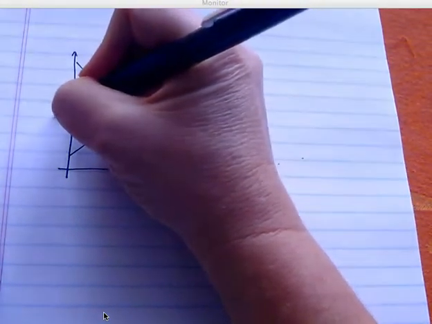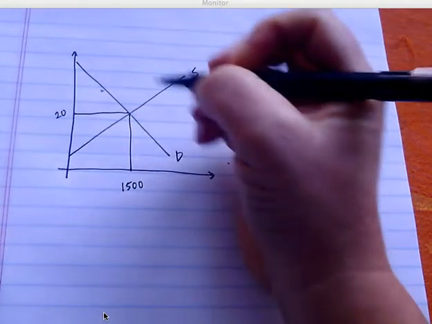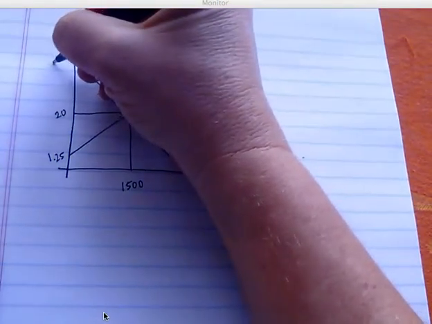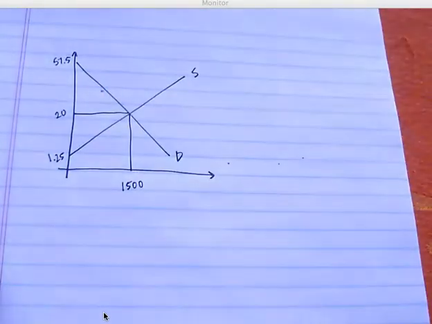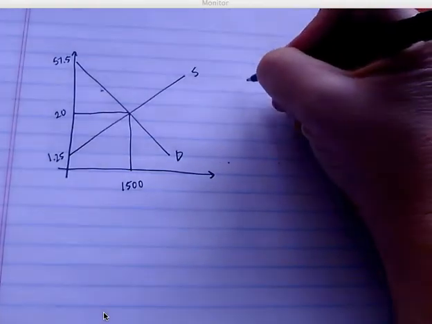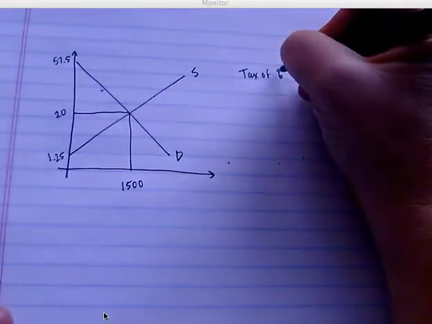We've got a price of 20 and a quantity of 1,500. This is 1.25, and this up here is 57.5. So those are just the numbers that we used in the last graph, right? So that's our market before the government interferes. And then what we're going to do is add a tax, so a tax of $6, right?